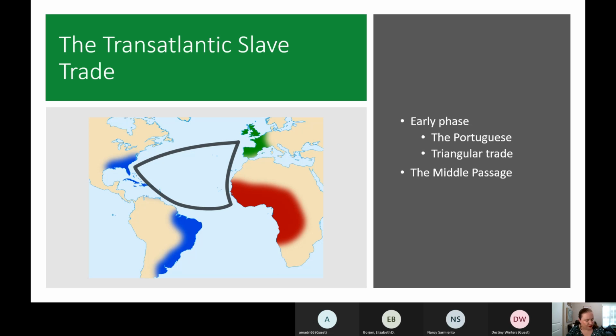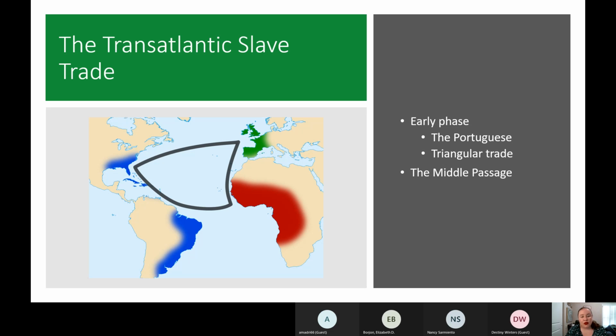But once the Europeans start colonizing America and they start growing these cash crop plantations, growing things like sugar and coffee and tobacco, and rice, those are all very labor intensive. And so we start to see them ship Africans over to these new colonies as well.